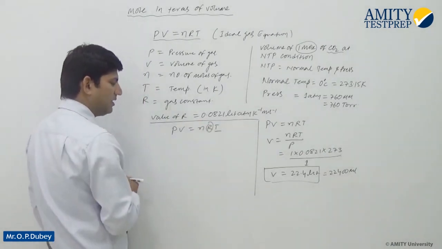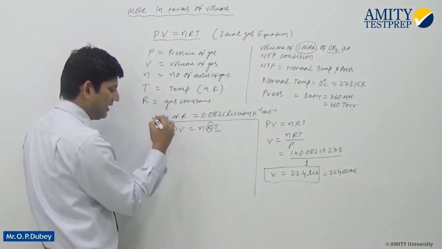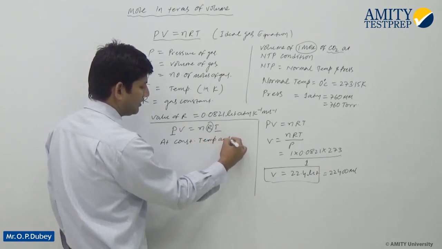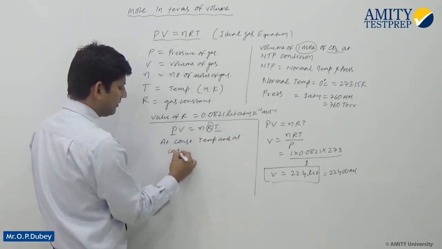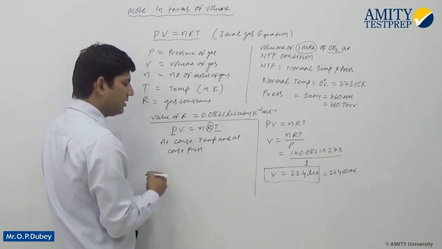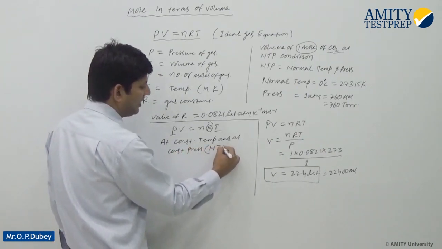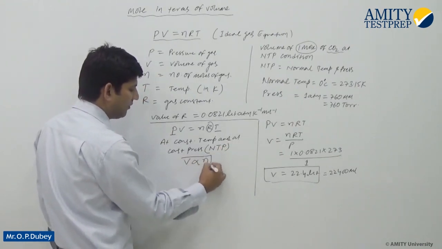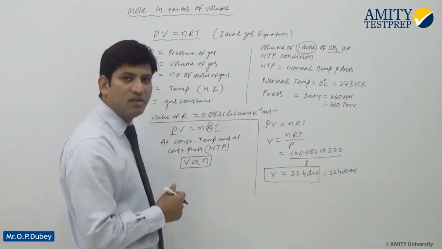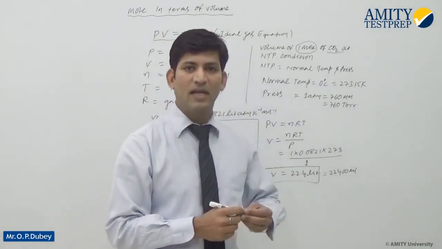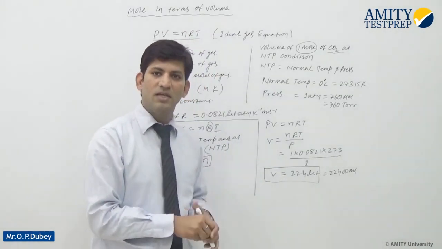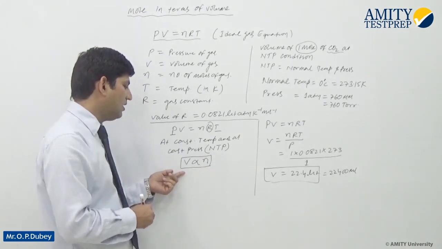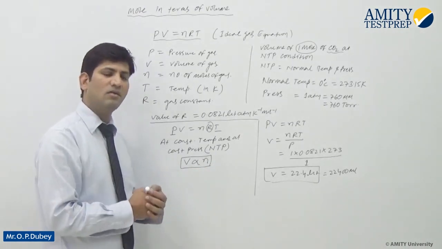Suppose at constant temperature and at constant pressure, if the given condition is NTP, then we can write V is directly proportional to n. The volume of a gaseous chemical substance is directly proportional to the number of moles of a gaseous chemical substance which is taken in a container. If the number of moles increases, the volume of the gaseous chemical substance also increases.